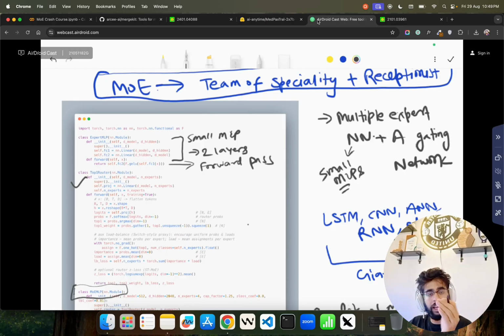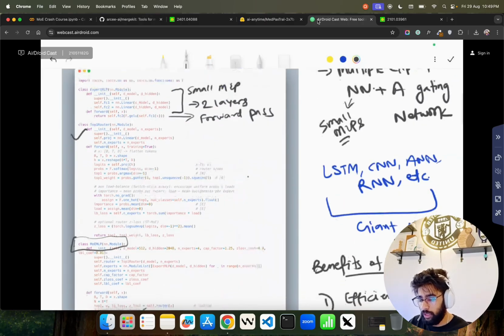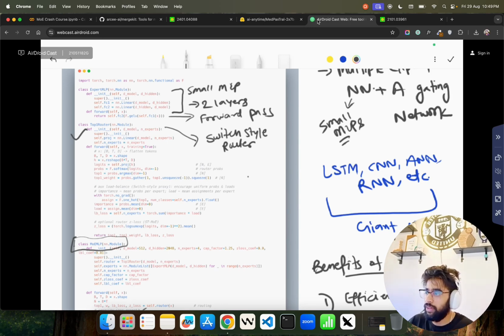Now we have a switch-style router, this one that you see. Top-one router is a switch-style router, by the way. So let me just write it here: it's a switch-style router. In this one, the router is just a linear classifier, very simple. It's a linear classifier over your experts. There is no non-linearity when it comes to routers. It's a linear classifier over experts, from token embeddings to n_experts logits. That's what it does here.